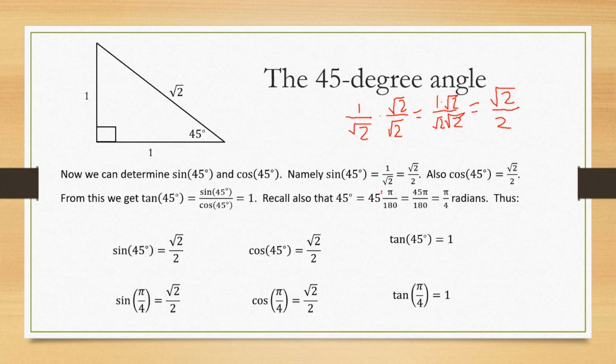Over here, I think I made a mistake. It should have been 45 degrees times pi over 180 degrees. That's what it should have been. It still works out to be pi over 4 because the degree unit cancels. But it really should have been pi over 180 degrees. So, sorry about that.